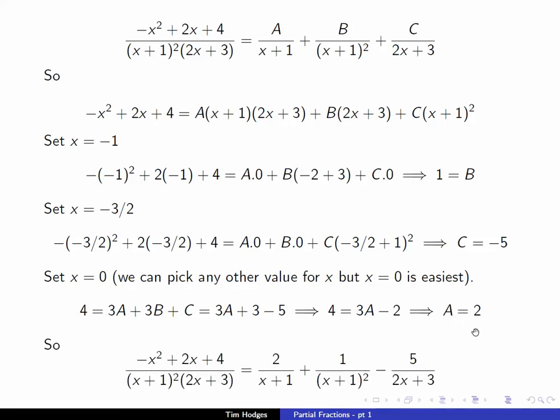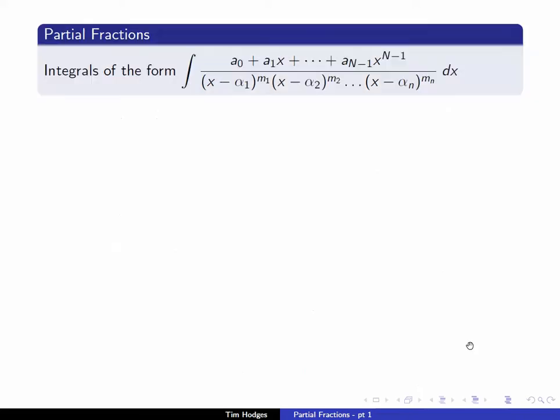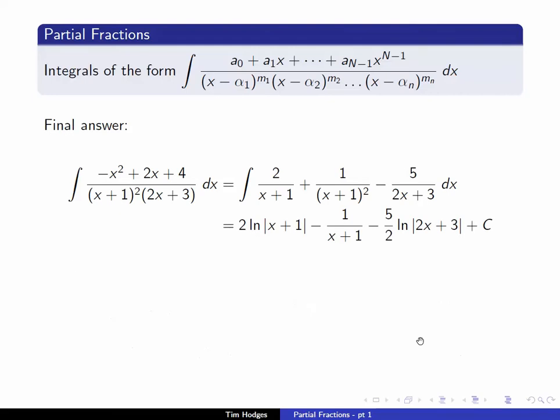So we end up with this partial fractions decomposition for the expression we started with. Now let's quickly talk about how to integrate this. It's a little bit more complicated. So we're looking for the integral of 2/(x + 1) plus the integral of 1/(x + 1)² minus the integral of 5/(2x + 3).